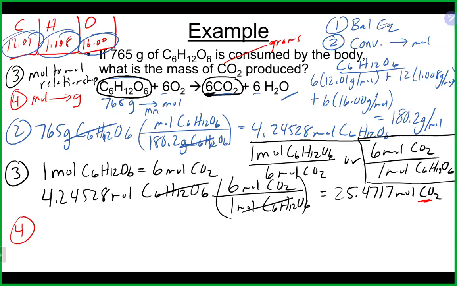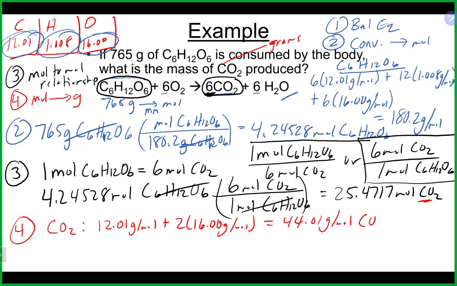So to convert to grams of CO2, I once again need to go back to the periodic table and get the molar mass of CO2 and use that as a conversion factor. So CO2 from the periodic table: 1 carbon at 12.01 plus 2 oxygens at 16. And that's going to give me 44.01 grams per mole. And again, that is the molar mass of CO2, which we're really just going to use as a conversion factor.